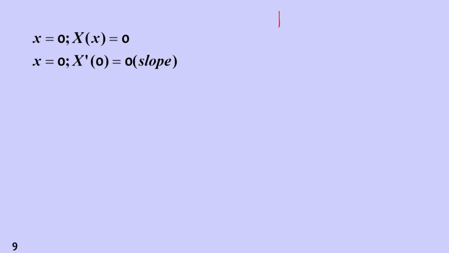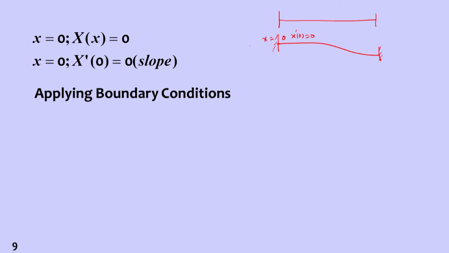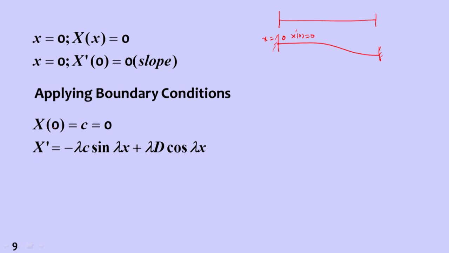It is something like this. Beam is of this nature, and what happens is you can see here at x is equal to 0 deflection is 0, and at x is equal to L slope also has to be equal to 0. X prime is equal to 0, X also should be equal to 0 at this point. So substituting the first boundary condition, X of 0 is equal to 0, so that means c constant is 0.